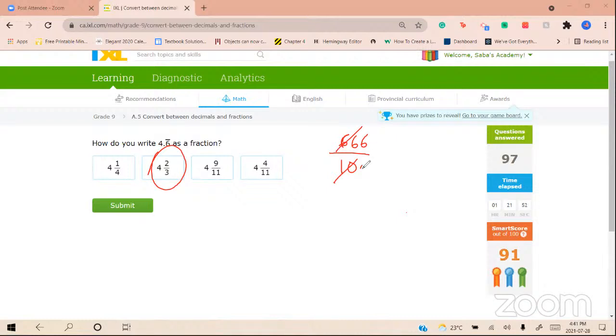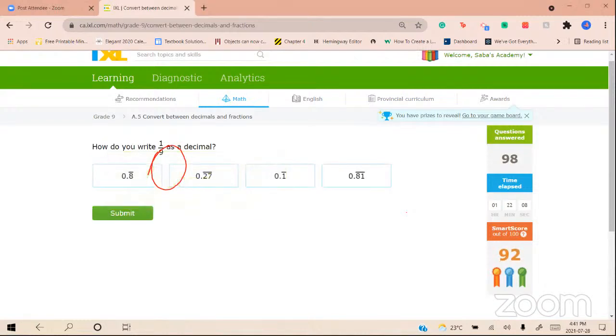Okay, so 666. No, that would not give you 2 over 3. Yeah, so you just have to check all of them. I thought there was another way, but yeah. Because they're repeating decimals, so they give you options. It's fine.